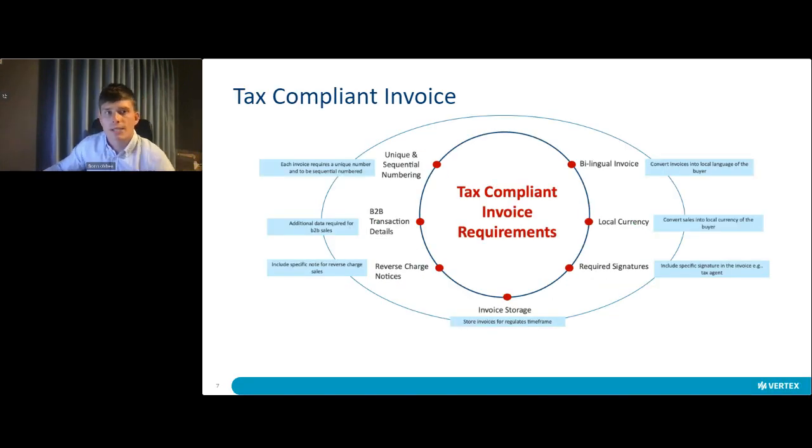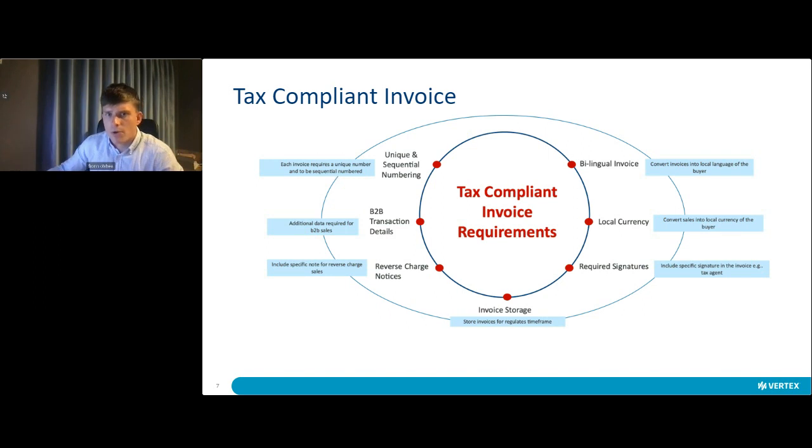So I suppose, what is a tax compliant invoice? Well, each tax authority sets out its own rules on the format and data elements that need to go into that invoice document that is sent to the buyer. Those rules vary across each jurisdiction, but just to give an idea, we've listed a few of those various different rules and requirements on invoices. And we'll briefly walk through them now.